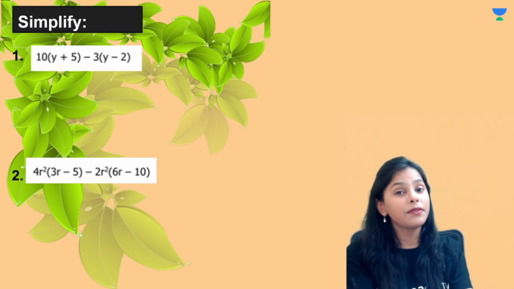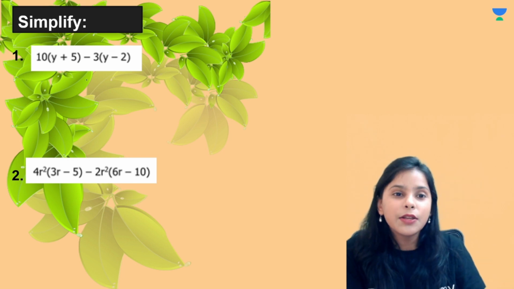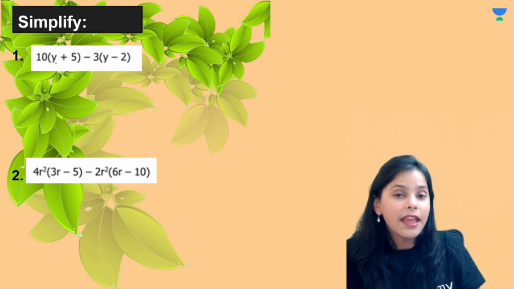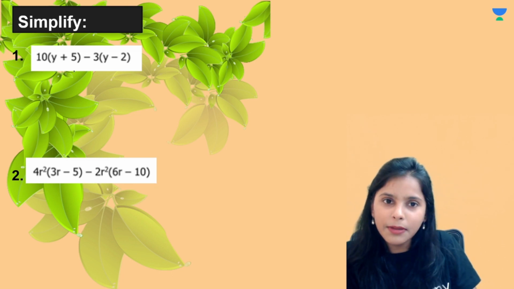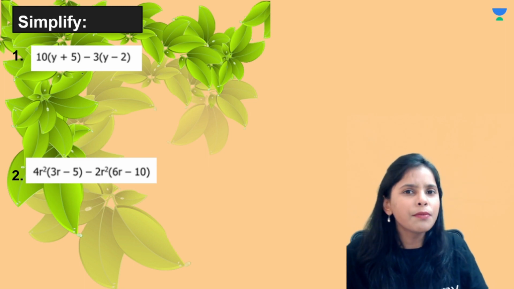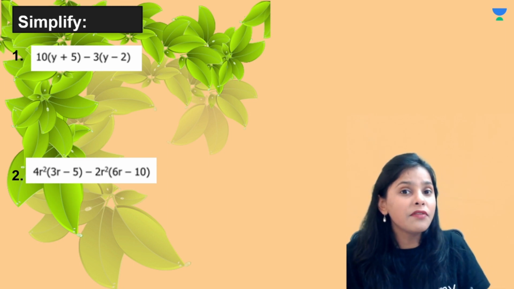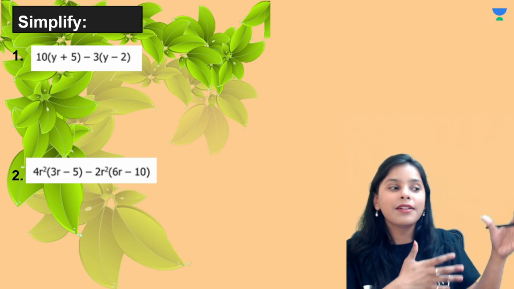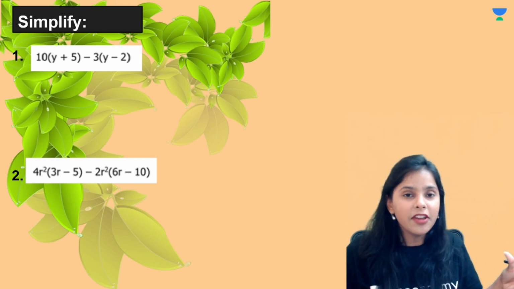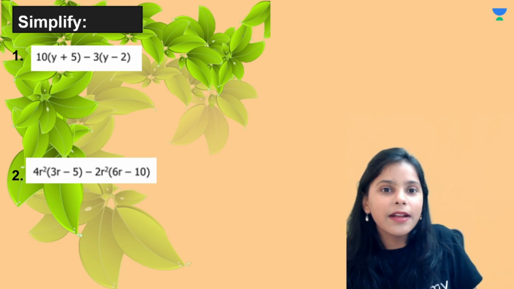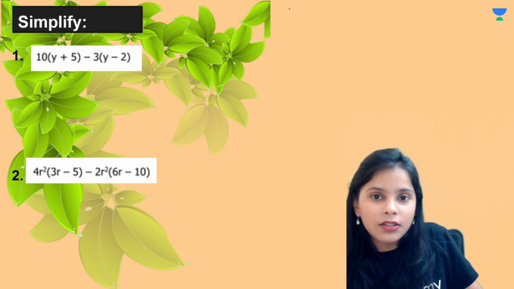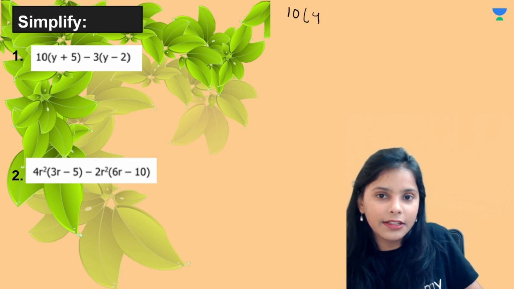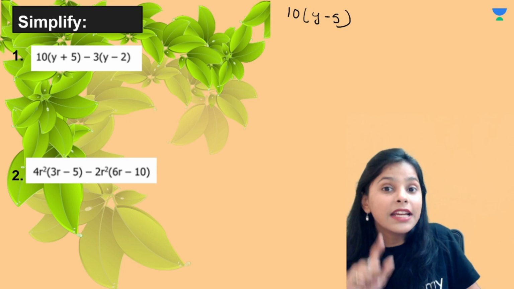Moving ahead with the simplification of some examples. Here your question comes up: 10y plus 5 minus 3y minus 2. How can we simplify that? I hope you guys remember the distributive property that we have learned in whole numbers and integers in so many ways. So now this is the way we will go about it. I'm writing down the number here. Let's look at it very carefully.